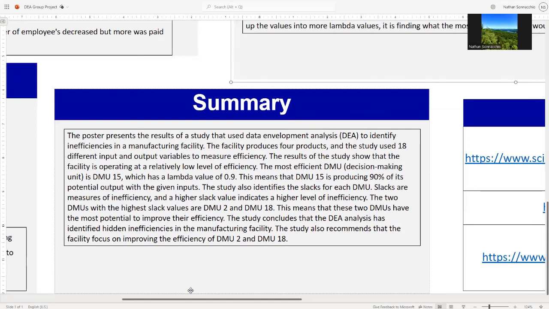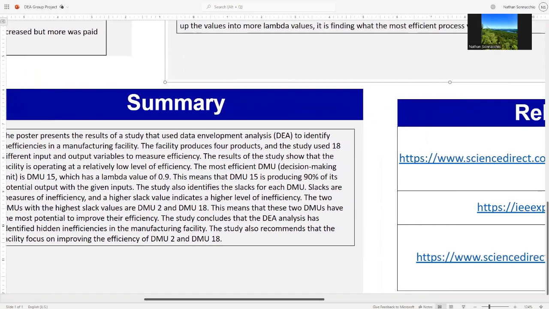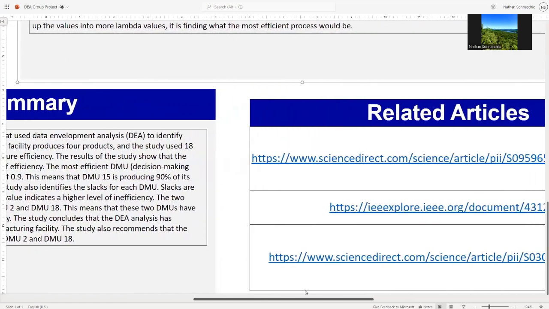The study concludes that the DEA analysis has identified hidden inefficiencies in the manufacturing facility. The study also recommends that the facility should focus on improving the efficiency of DMU 2 as well as DMU 18. This concludes our poster presentation.